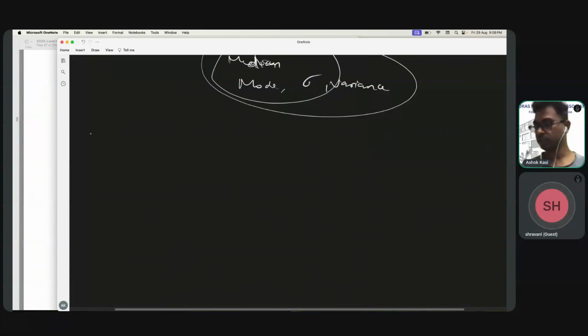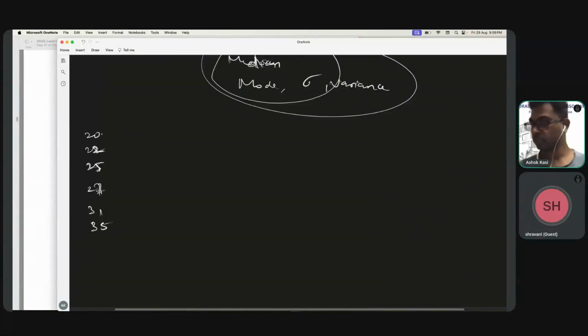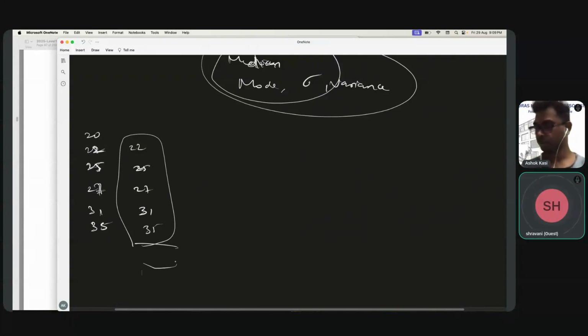Under jackknife, what happens is, say for example, I have been given the data 20, 22, 25, 27, 31, 35. Now 6 numbers are there. Now I can create many more samples out of this in a pattern through the jackknife pattern. What is that jackknife? First, I will ignore 20. So 22, 25, 27, 31, 35. This is one sample I have created now. Another sample, 20, I will ignore 22 this time, 25, 27, 31, 35. I have created a second sample now.